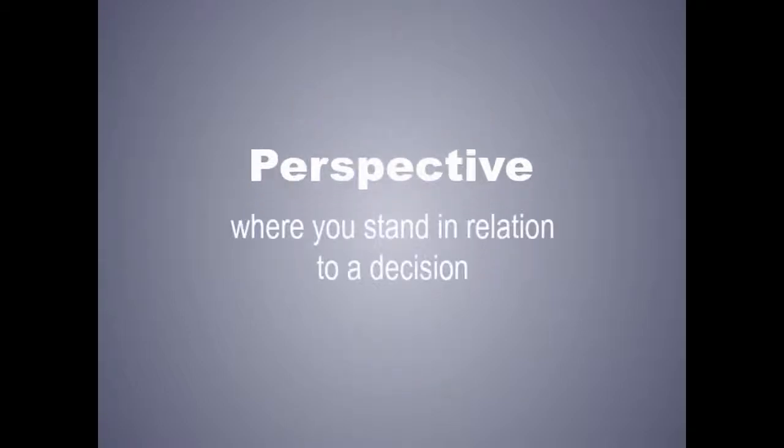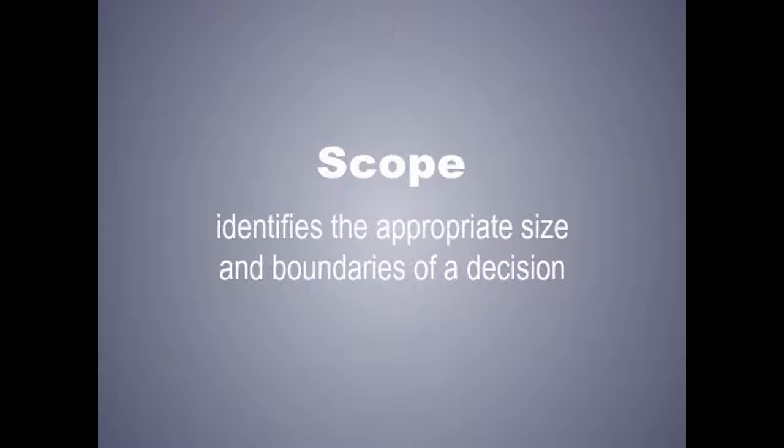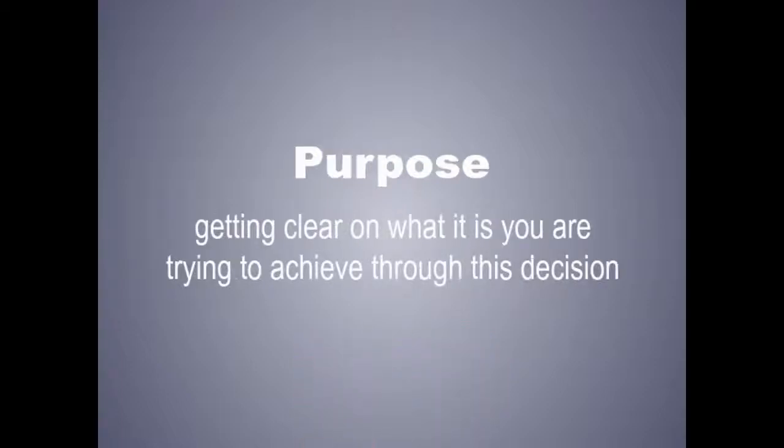Perspective is where you stand in relation to a decision. Your perspective affects your ability to predict what might happen as a result of your decision. Scope identifies the appropriate size and boundaries of a decision. We can use the hip check to help us size up the scope of a decision. Purpose is about getting clear on what it is you're trying to achieve through this decision.